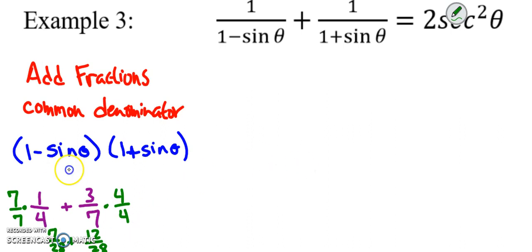And then we can add them up and go from there. So if that works here, it will work the same way here. If our common denominator is 1 minus sine theta times 1 plus sine theta, that means that we would have to multiply this fraction here by 1 plus sine theta on top and bottom. And then we multiply this side by 1 minus sine theta on top and bottom.